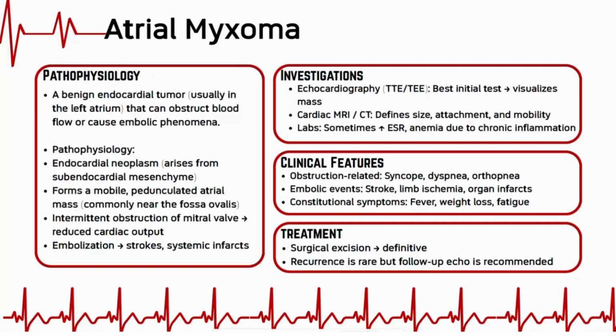In terms of treatment, we can surgically excise this tumor, and because it's benign, there's a low risk of it recurring. But what you can do for the patient is to surveil them and have yearly checkups. So yearly echo, especially, is recommended. So that's atrial myxomas. Quite rare, but it's something to note.